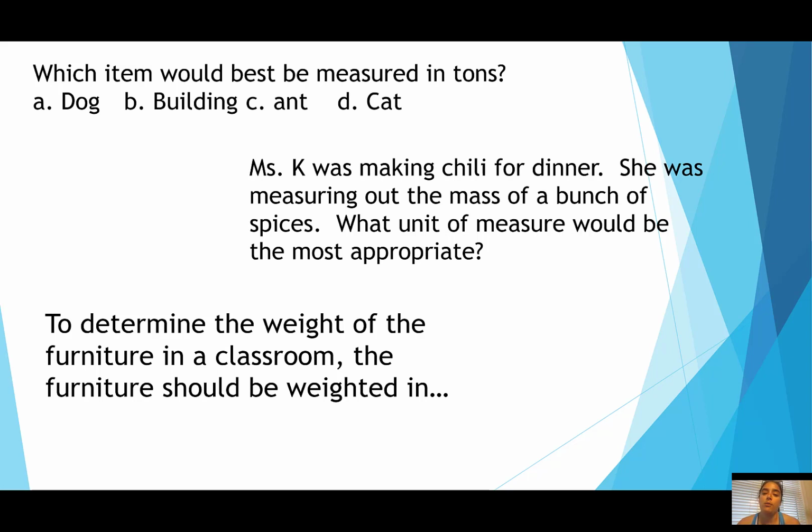All right, which item would best be measured in tons? Remember, tons is for extremely heavy things. An ant, I would measure in ounces. A dog and cat, like a human, I would measure in pounds. So a ton, I would choose the building.